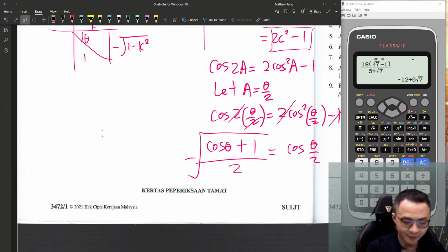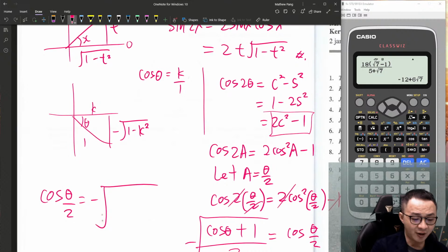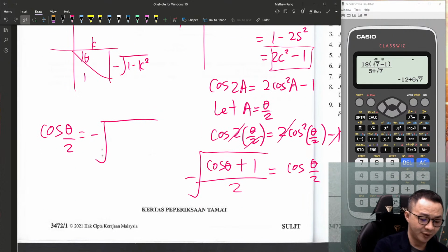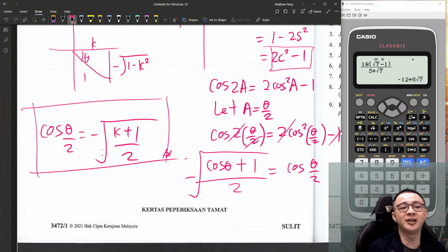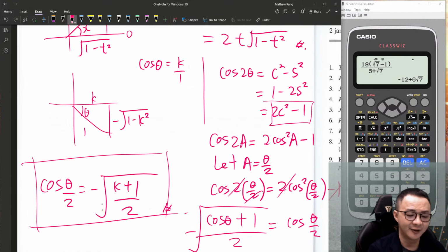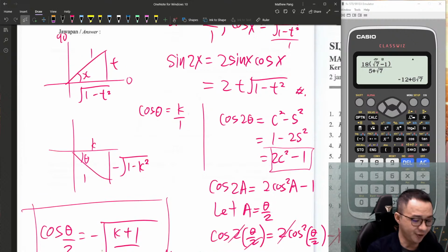Okay, so yep, then I can start to sub my cos theta into it. Negative square root. My cos is k. So k plus 1 over 2. Done. Yeah, whenever the trigo includes the half angle, I would say it is a little bit hard because the half angle formula is actually hidden in your cos double angle formula. You should at least know this so that you can do this kind of question.